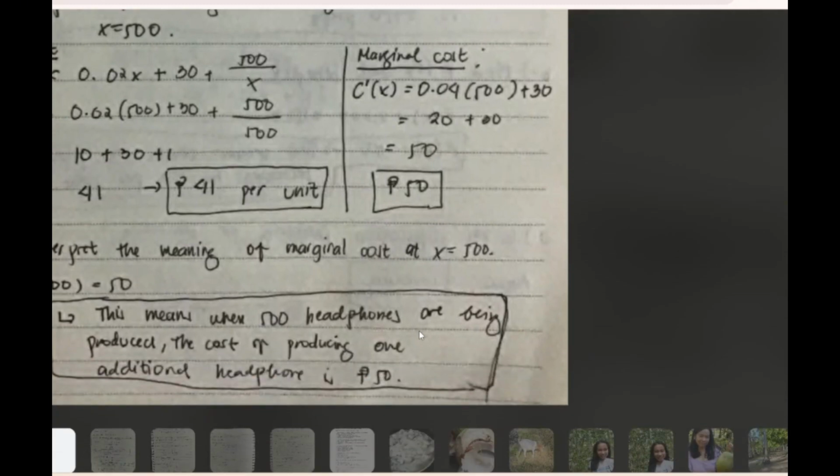Letter D, interpret the meaning of marginal cost at x equals 500. So C prime of 500 equals 50 based on this marginal cost function. This means that when 500 headphones are being produced, the cost of producing one additional headphone is now 50 pesos. So that is how marginal cost works.